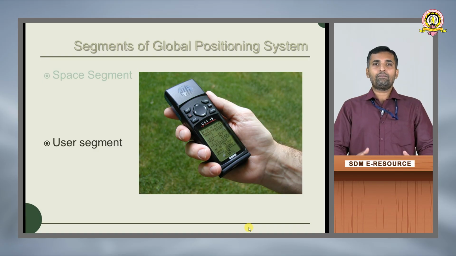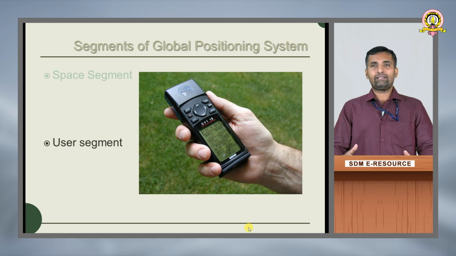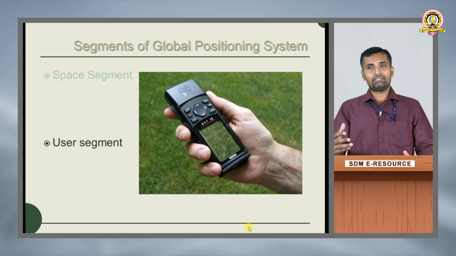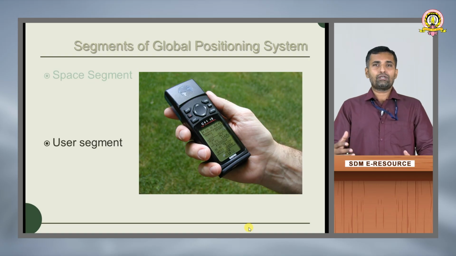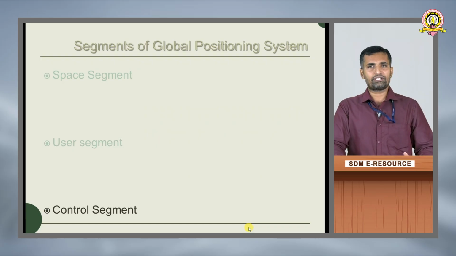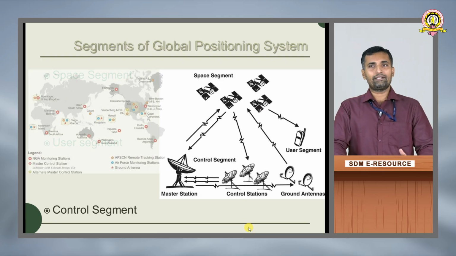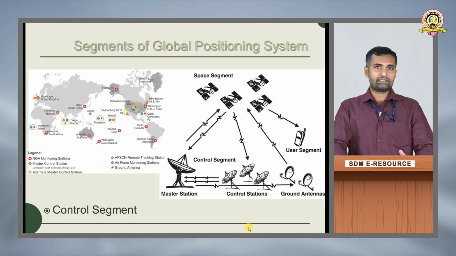Signals from at least 4 satellites are essential to fix the position of the GPS receiver anywhere on the globe, on the Earth's surface or in the near space. You can fix your XYZ position. Then there is another segment called the control segment, which controls or monitors the health of the GPS satellites.